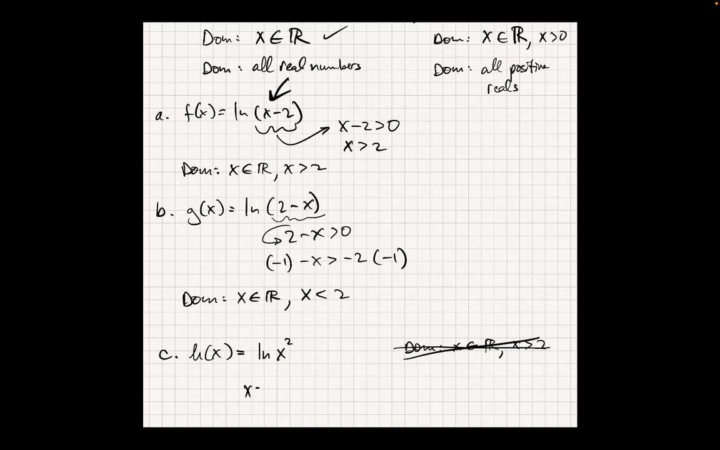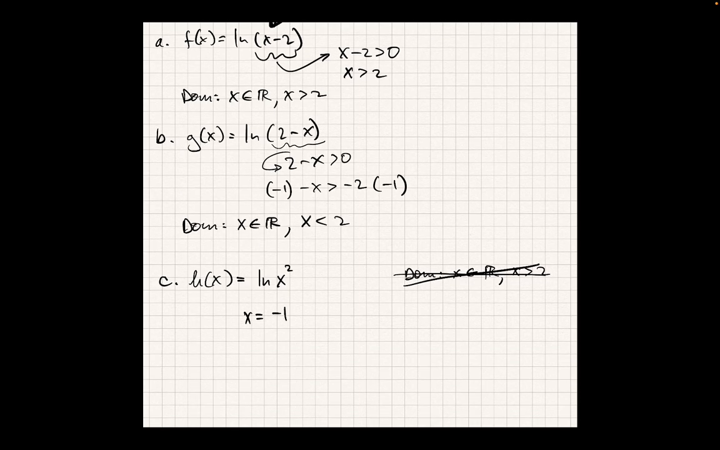Because -1 squared is just 1. So if x is -1, h of -1 is natural log of -1 squared, which is natural log of 1, which is 0. So it's not broken by negative numbers. So all real numbers. But if you set it to 0 and you take the square root, you get just 0. x squared is bigger than 0.